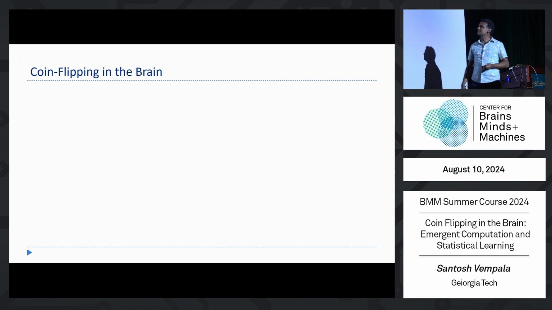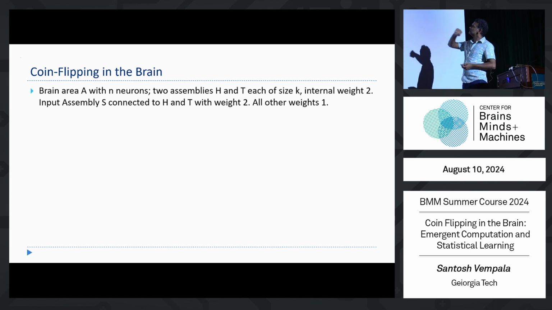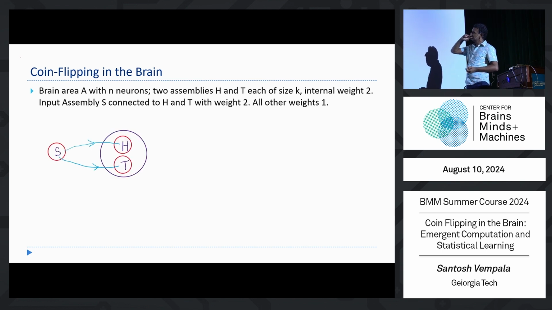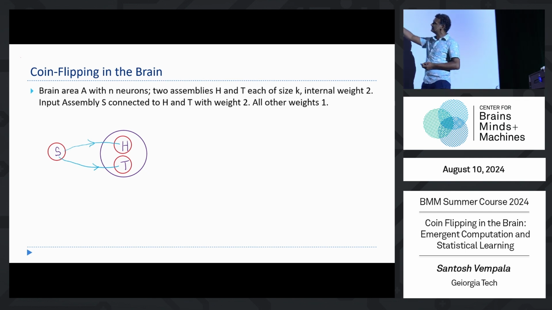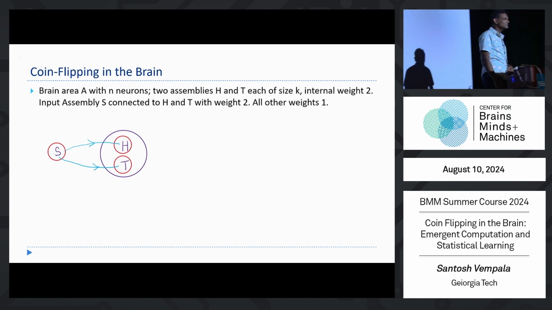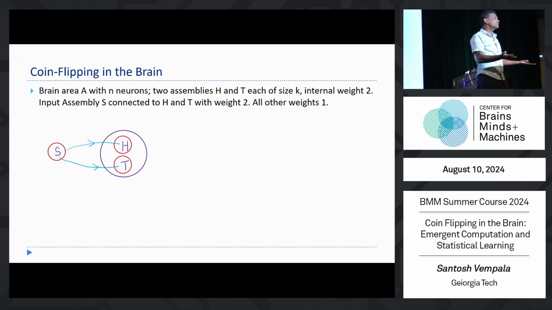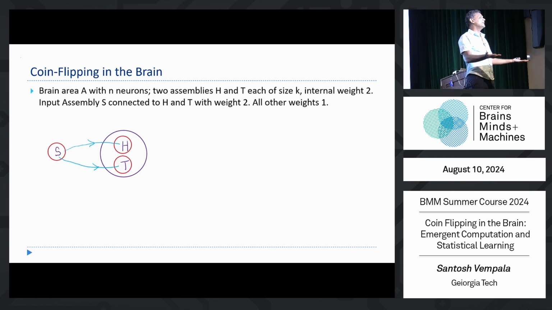So what's our setup? We have a brain area A with n neurons, and this has two assemblies, the heads assembly and the tails assembly. Already there, yes? Can you clarify the way you need to be able to pick one of two assemblies with probability half. That's it. So I tell you pick, and then the next step, either the heads assembly is firing or the tails assembly is firing with probability half. Okay?